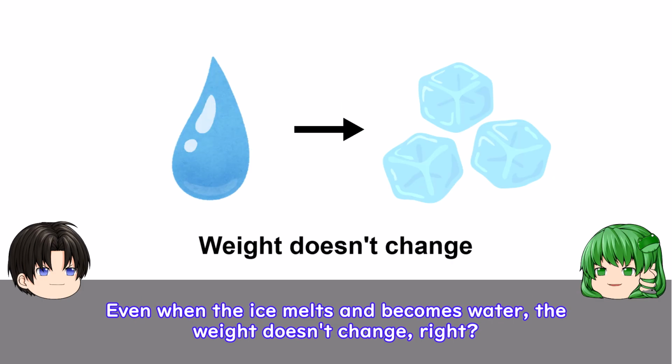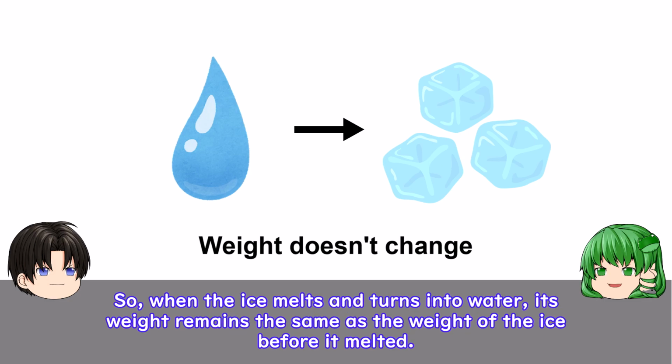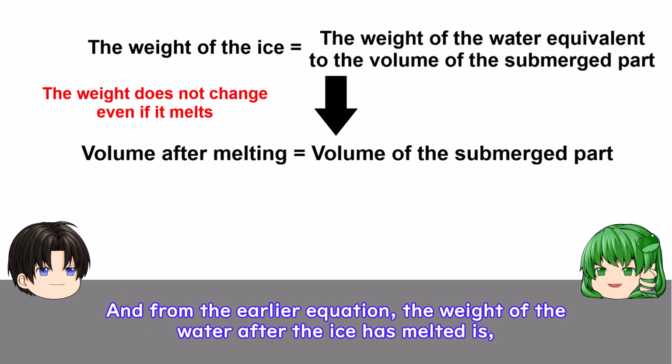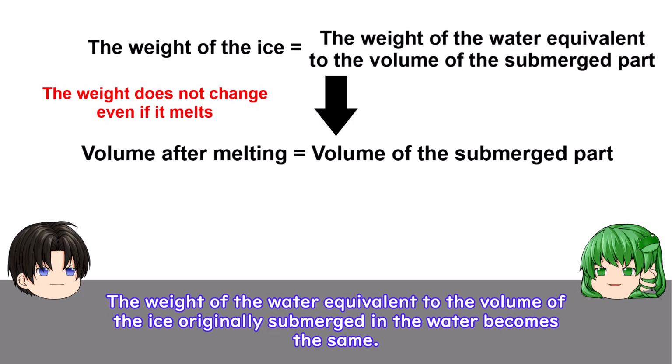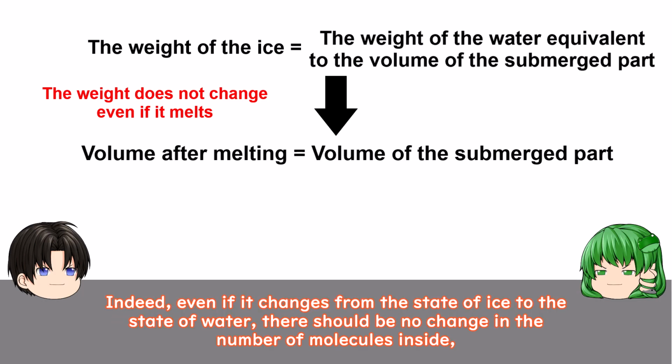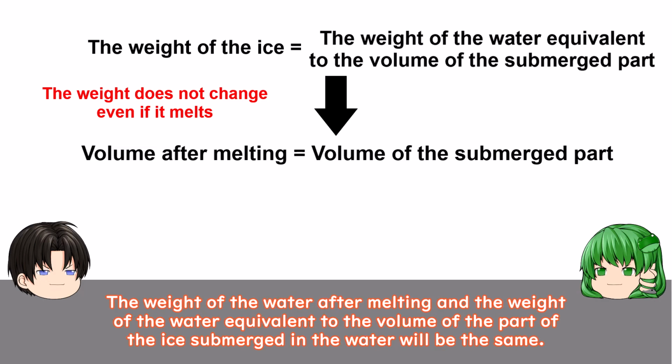Even when the ice melts and becomes water, the weight doesn't change, right? So when the ice melts and turns into water, its weight remains the same as the weight of the ice before it melted. And from the earlier equation, the weight of the water after the ice has melted becomes the same as the weight of the water equivalent to the volume of the ice originally submerged in the water. Indeed, even if it changes from the state of ice to the state of water, there should be no change in the number of molecules inside. The weight of the water after melting and the weight of the water equivalent to the volume of the part of the ice submerged in the water will be the same.